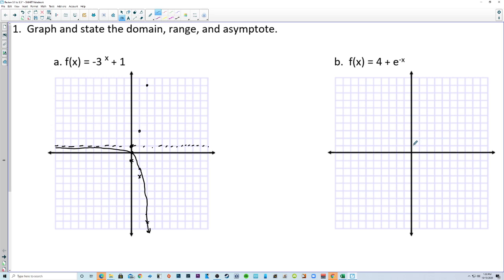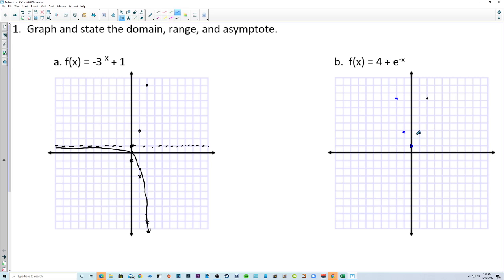Over here we have e to the x. So e to the 0 is 1. E to the first is 2.718, so just short of 3. And then e squared is just a little over 7. 1, 2, 3, 4, 5, 6, 7. A little over 7. Now, negative on the inside reflects over the y-axis. So reflects over the y.